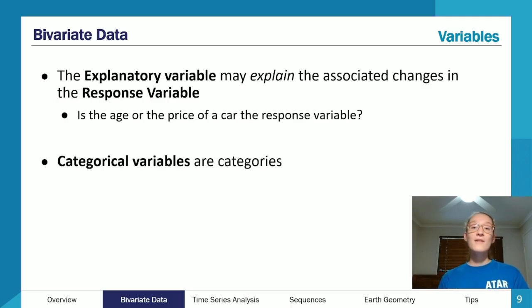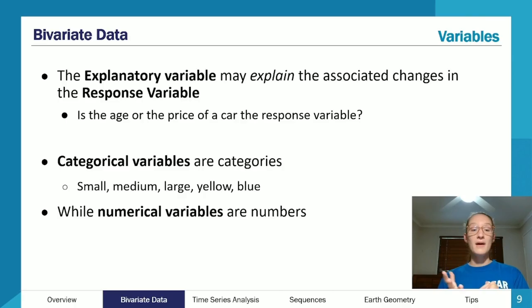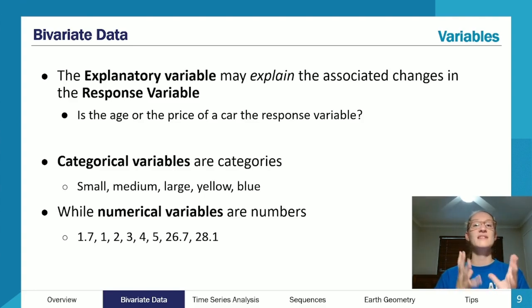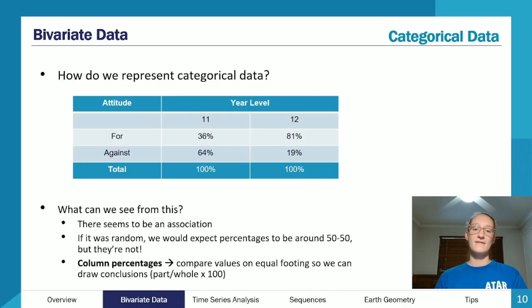So categorical variables are categories: small, medium, large, yellow, blue, Toyota, all these different categories that we can look at. Whereas our numerical variables are our numbers. So that's our continuous data. So it's things that we count, measure, record, all of that. It could be centimeters, degrees Celsius, all different types of numerical data we can have.